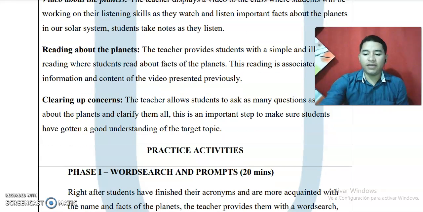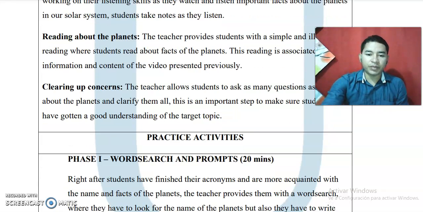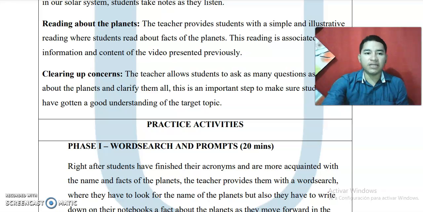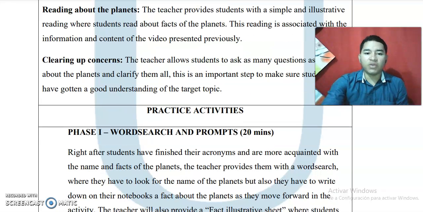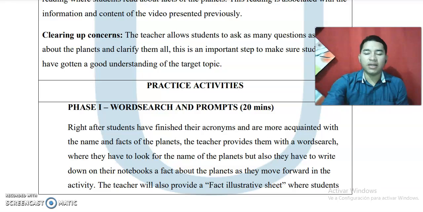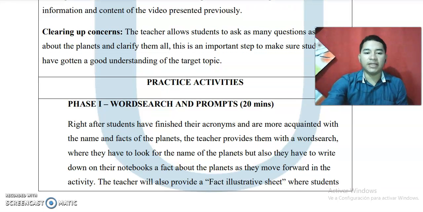So for the practice activities, we can do it in different phases. For example, phase 1, which is a word search, where the teacher is going to give students a word search where they have to look for the name of the planet, but also as they look for the word of the planet, they need to write in their notebooks important and relevant information or a fact about that planet.